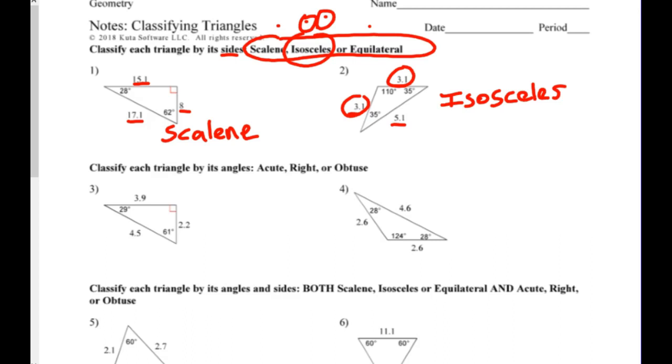The next little section says classify by the angles. I only want one of these three. Please read the instructions carefully when you do your assignment. Out of these three, let's look at our angles. I got 29 degrees, I got 61 degrees, and I got a right angle. When I have one right angle, which one of these three is it? It's a right angle.